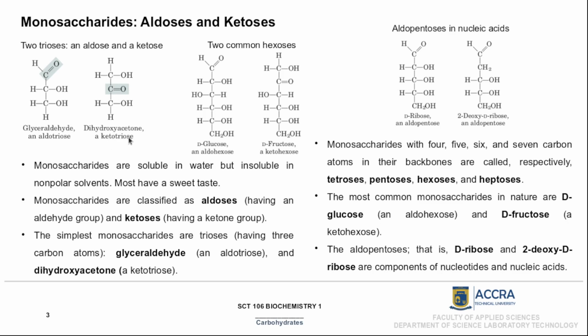Now, monosaccharides with 4, 5, 6, and 7 carbon atoms in their backbones will be called tetroses, pentoses, hexoses, and heptoses respectively. So the most common monosaccharide in nature, glucose, is an aldose, an aldohexose, because glucose has the aldehyde group and it is made up of 6 carbons, and thus it is an aldohexose.